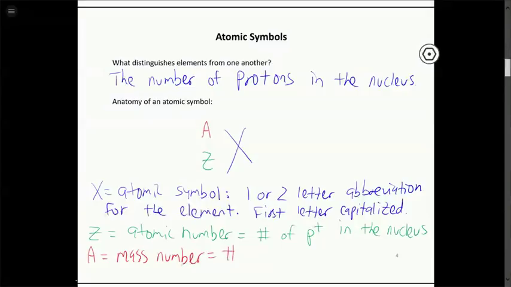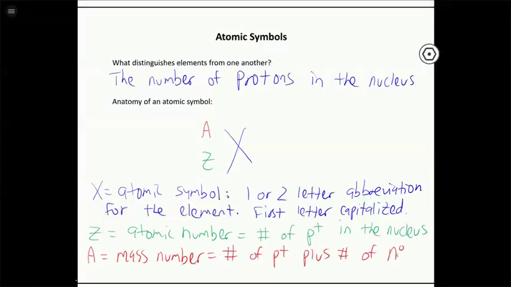And it's the number of protons plus the number of neutrons in the nucleus. Okay? So this is how you identify an atomic symbol. It's going to have at most 3 parts to it. The symbol, which tells you what element it is, the number of protons, and then the mass number, which is the sum of protons and neutrons.